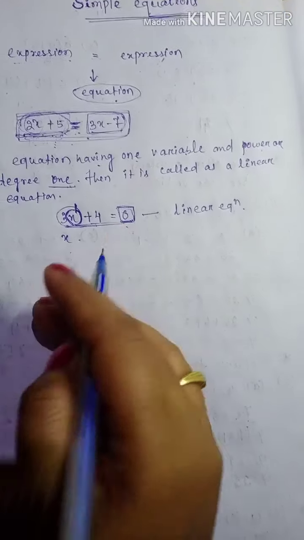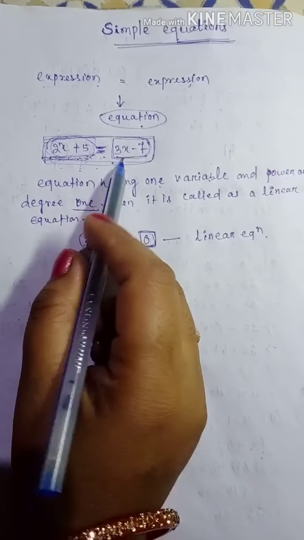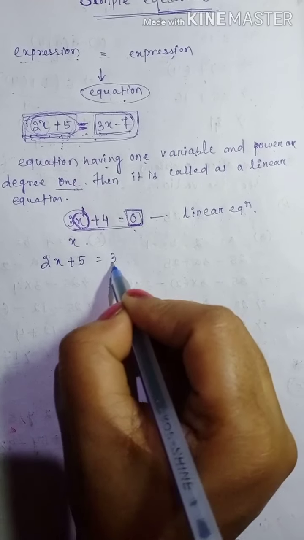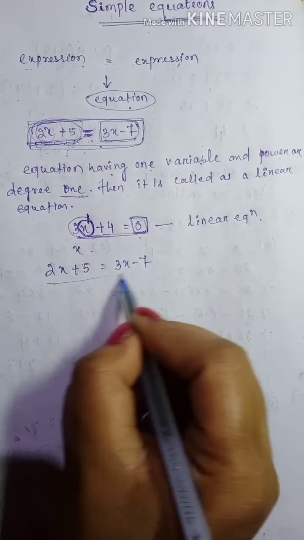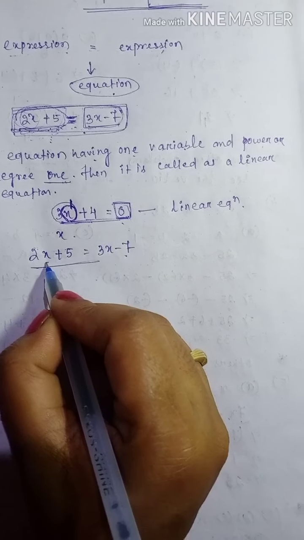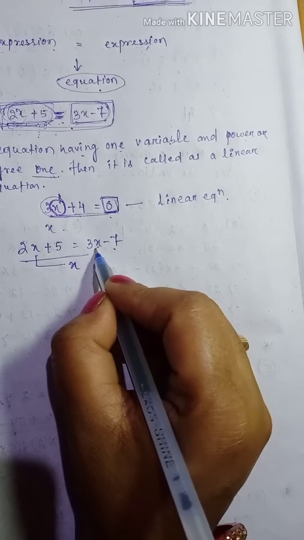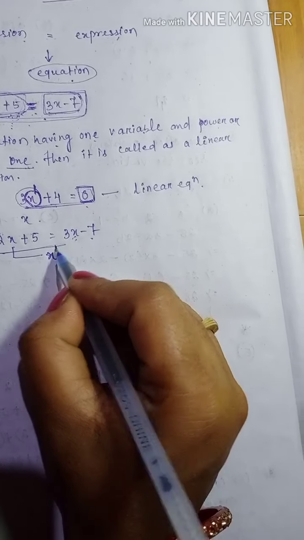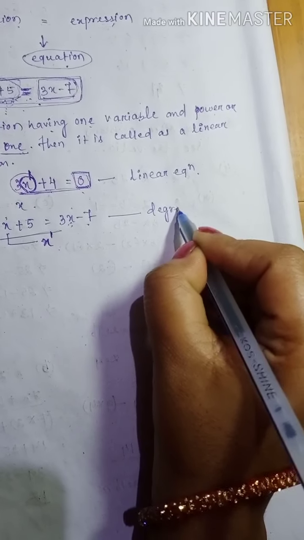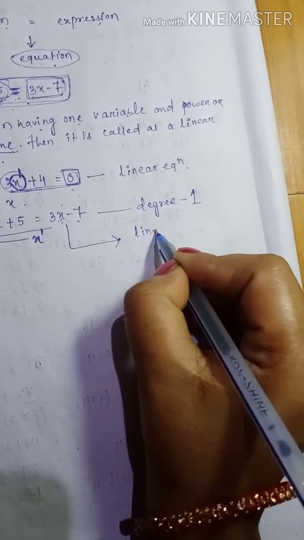Clear, students? Let me give some other examples like this. Suppose I take 2x plus 5 is equal to 3x minus 7. In this expression also the variable used is x, and its power is 1 here and here too. The expression whose degree is 1 is termed a linear equation.